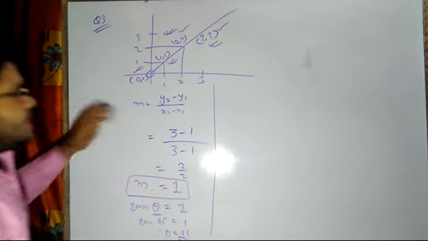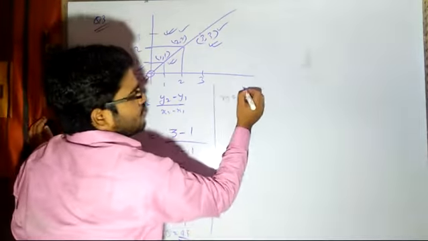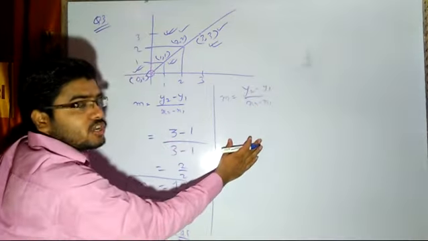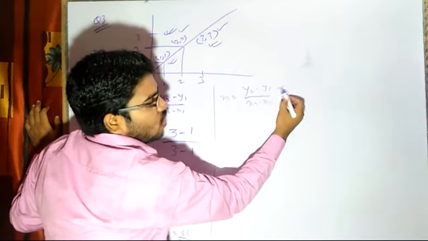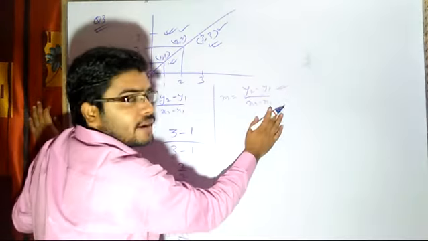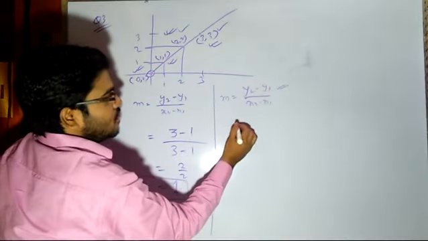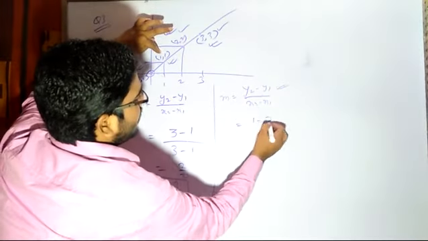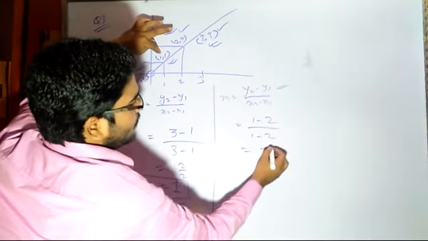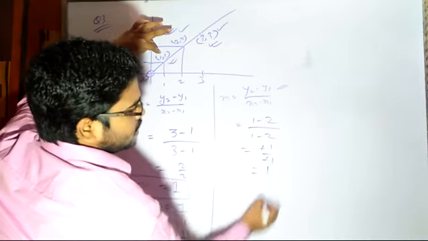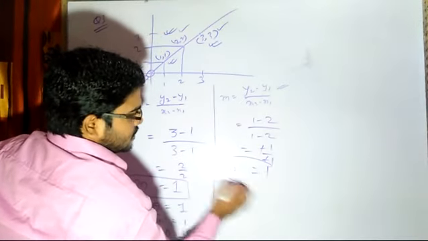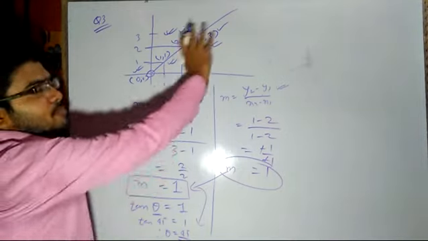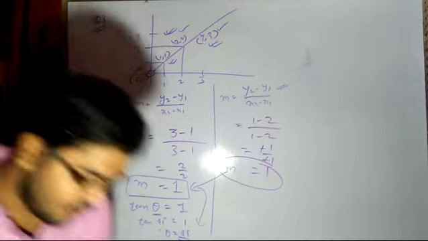Now let's take another way. First I will write y2 minus y1 upon x2 minus x1. This you have to always remember: always take the y coordinate in the numerator and the x coordinate in the denominator. Now if I subtract 1 minus 2, suppose, from here I am taking 1 minus 2 upon 1 minus 2. Minus 1 upon minus 1. Minus minus cancelled, 1. So m is again 1. Same thing I got here also. So whichever point you take, you find the values.